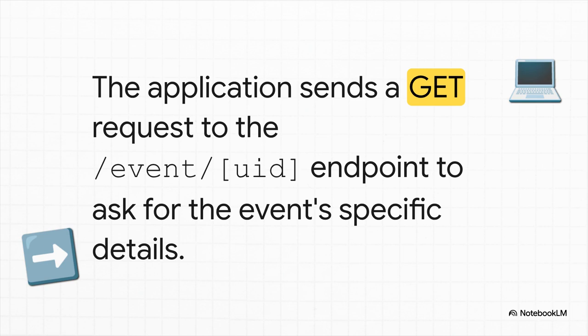It sends what's called a GET request, which is just a fancy way of saying, give me this thing, to a specific web address, which we call an endpoint. You can think of that endpoint as the waiter's direct line to the kitchen just for this type of order. And that little UID thing, that's just the unique ID for our event, kind of like an order number.